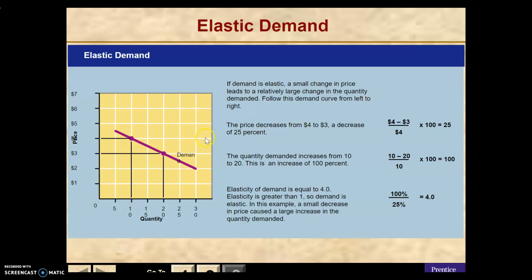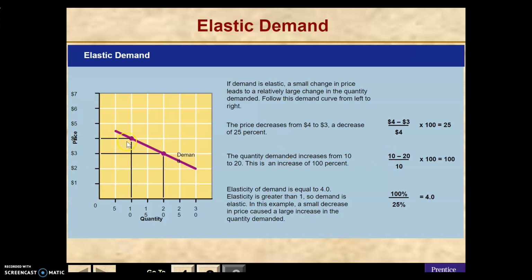Anyway, you can see here that price has decreased from $4 to $3. So that's what we're looking at, these 2 points. So you can see here 4 minus 3, that's 1. Divided by 4 is 0.25 times 100, you get 25.